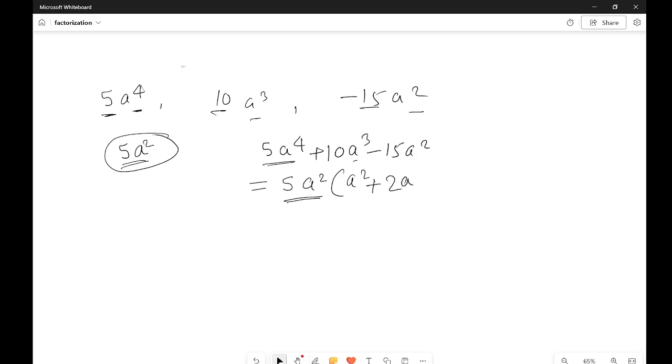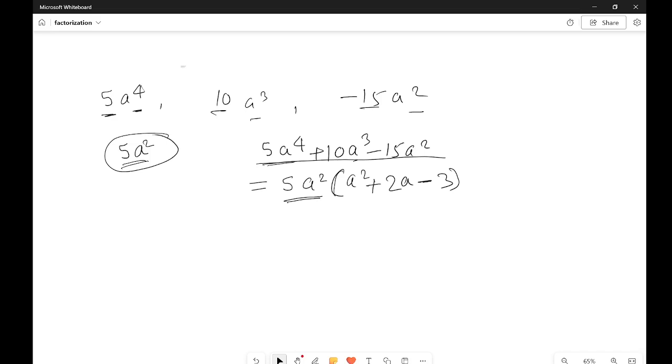Now again go through the third expression. Since this is minus, I will write minus. If you take 5 common from 15, it will be 3. And if you take a square common from a square, you won't have anything, or basically 1, so we won't write that. So the factorization of this expression is 5a square within brackets a square plus 2a minus 3. That's how common factor is used for factorization.